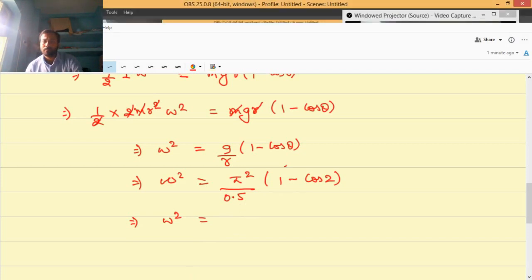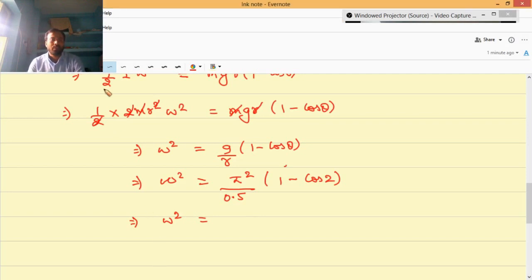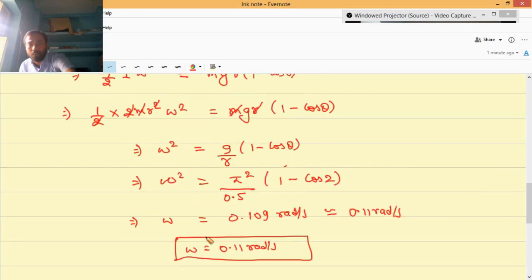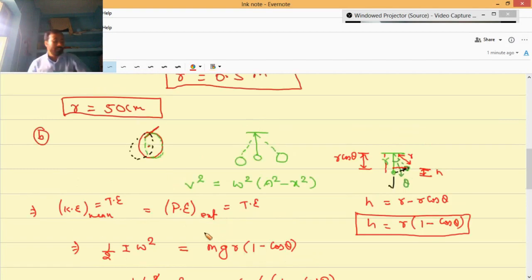So from there we will directly evaluate the value of omega only. I have just calculated with the help of a calculator. It is approximately 0.109 something radian per second. So we can write it as 0.11 radian per second. So the value of omega here will be 0.11 radian per second.